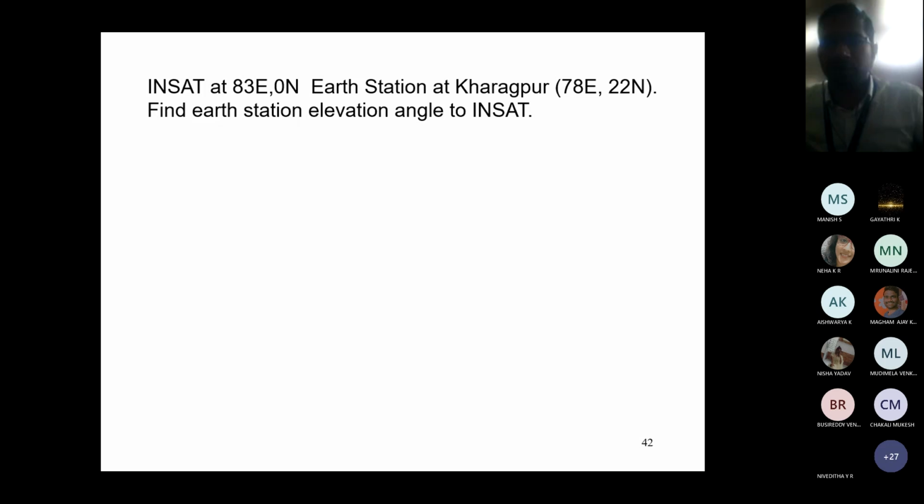Okay. So let us take a quick example and try to find out. It is given that INSAT satellite is at 83 degree east and 0 degree north. Earth station is somewhere in Kharagpur, at 78 degree east and 22 degree north. Find the Earth station elevation angle to INSAT.